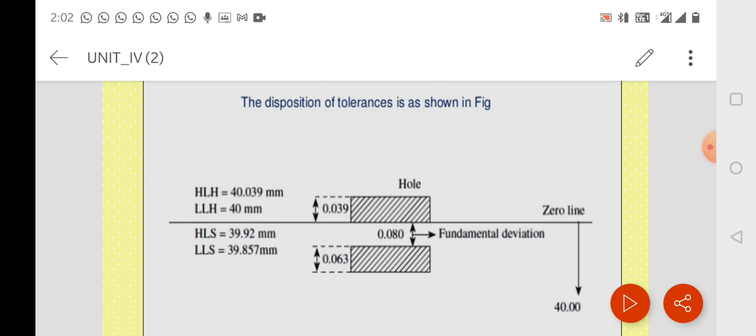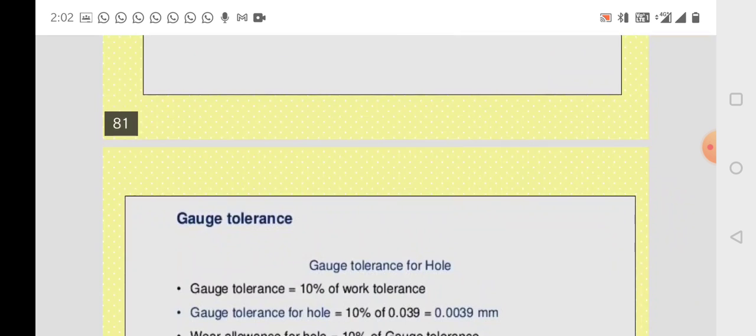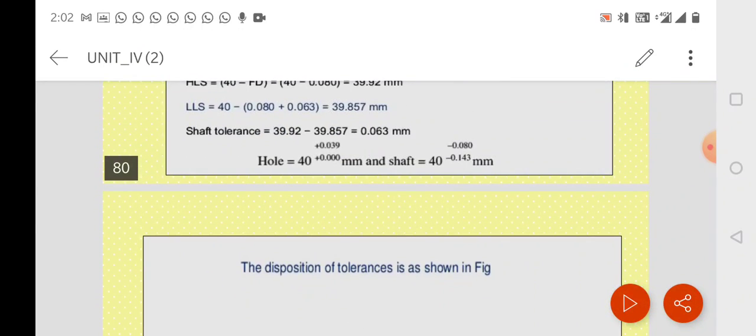So diagrammatically we can represent all these things, hole and shaft here. Basic line, hole, shaft. So we can see higher limit is 39.92 and lower limit is 39.857. याच्या दोन मधला डिफरन्स जो आहे तो आहे टॉलरन्स शाफ्टचा. या दोन मधला जो डिफरन्स आहे तो आहे टॉलरन्स होलचा. कारण लोअर लिमिट तर 40च आहे कारण बेसिक होल आहे, आणि हायर लिमिट जे आहे ते त्याच्या हाईट एवढं, किती हाईट आहे त्याची 0.039, that is the tolerance. Then we can design the gauges for checking this hole and the shaft.